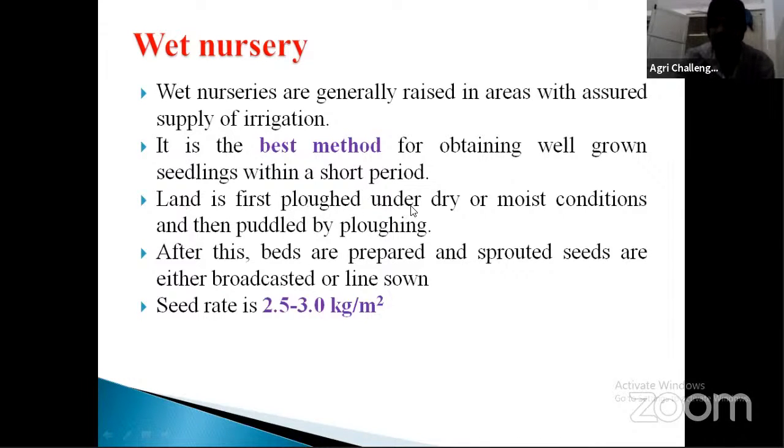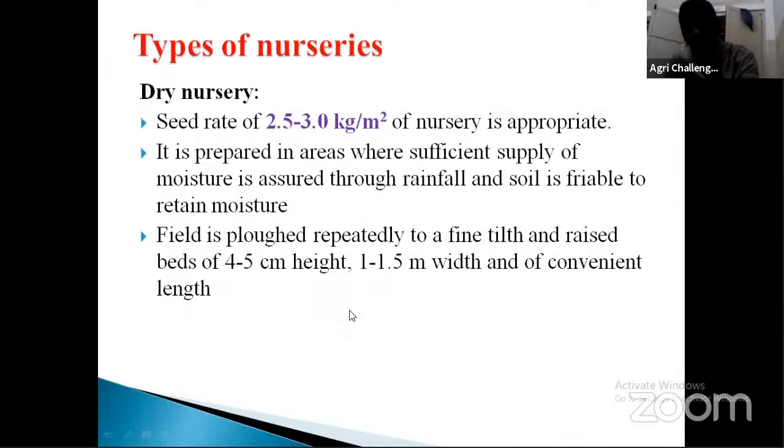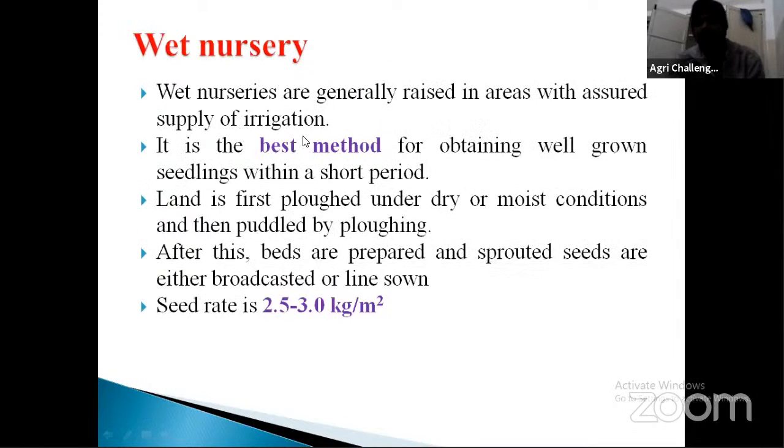Land is first plowed under dry or moist conditions, then puddled by ploughing. After that beds are prepared and sprouted seeds are broadcast or line sown on these beds, then the nursery will be prepared. Seed rate is the same as dry nursery, that is 2.5 to 3 kg per meter square. And we know for growing 1 hectare of rice crop, the optimum size of nursery is 1000 meter square, that is 1/10 of the land.